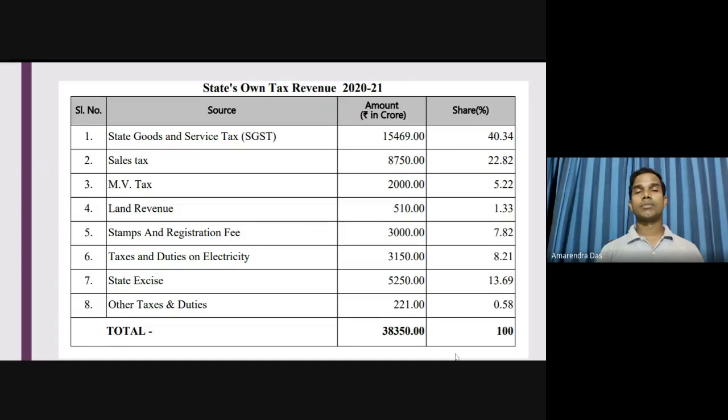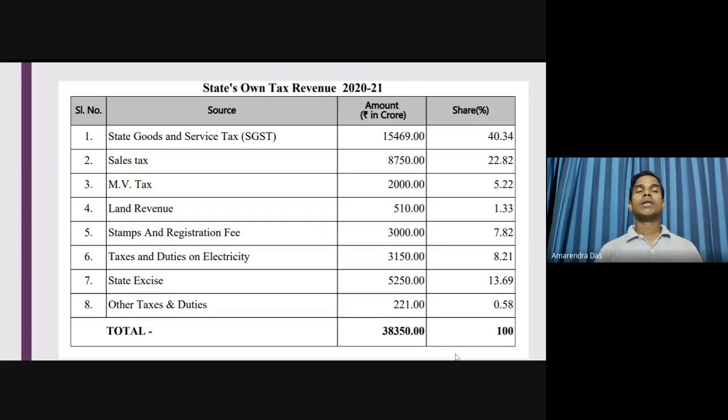Then we have transfer from the union. Now, within own tax revenue, we have the state's goods and service tax, and then we have sales tax, and then we have motor vehicle tax, and then we have land revenue. We have stamps and registration fees, taxes and duties on electricity.